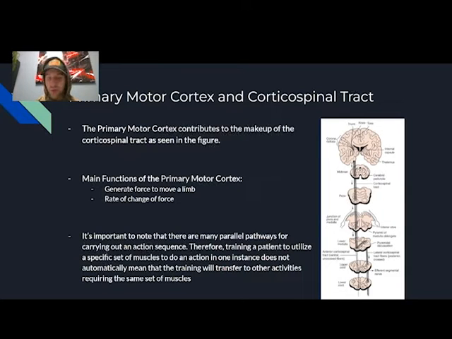In a therapy situation, it is important to understand because it implies that there are many parallel motor pathways for carrying out an action sequence. Thus, training a patient to utilize a specific set of muscles to do an action in one instance does not automatically mean that the training will transfer to other activities requiring the same set of muscles.